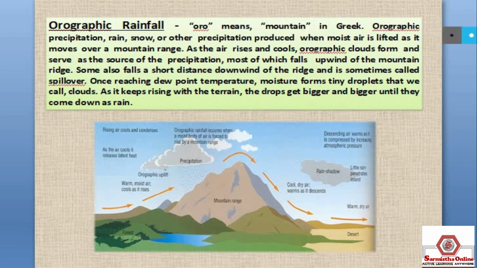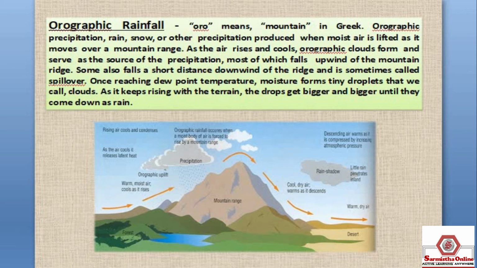falls upwind of the mountain, that means the windward slope of the mountain, and some also falls short distances downwind of the ridge and is sometimes called the spillover. Here the spillover rainfall, or the rest of the very small rainfall, takes place in the rain shadow region, that is the opposite slope of the windward side.